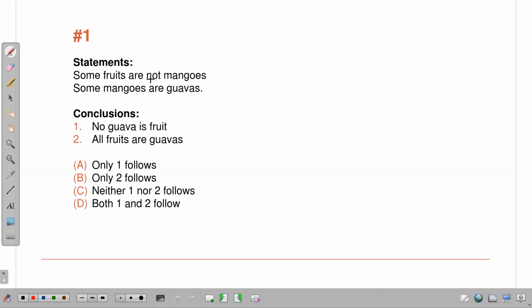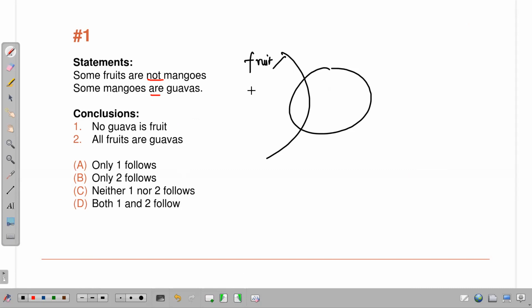Okay, so we say some fruits are not mangoes and some mangoes are guavas. As I said, draw the negative first. Let's draw for this one. Some fruits are not mangoes. So I'm going to draw a diagram which says that these are the fruits and this part of the fruits is not the mangoes, so it is outside the mango, so definitely the particular negative. And then we say some mangoes are guavas, so now the least intersection diagram.